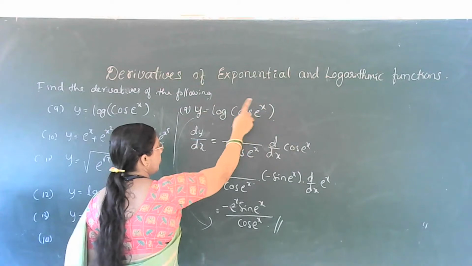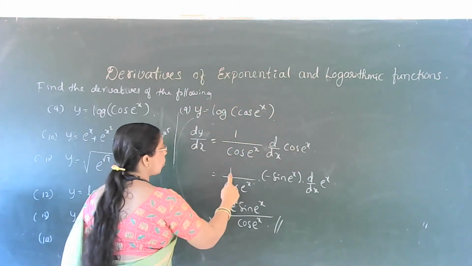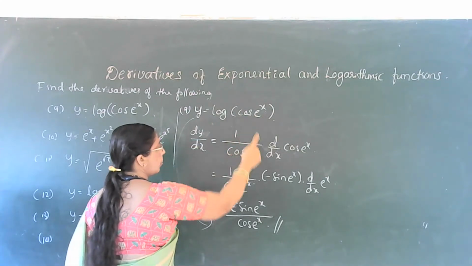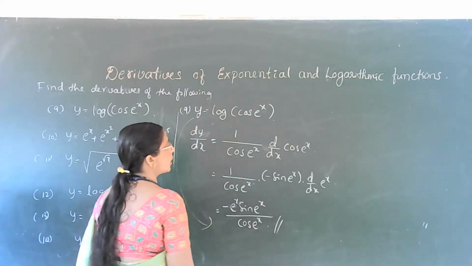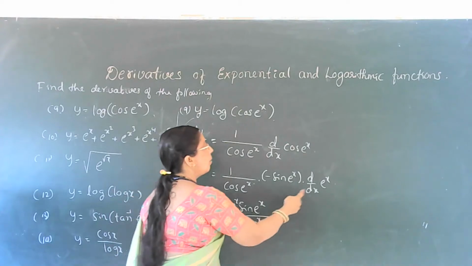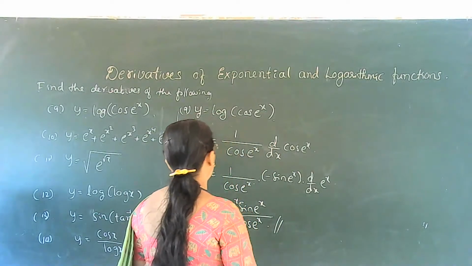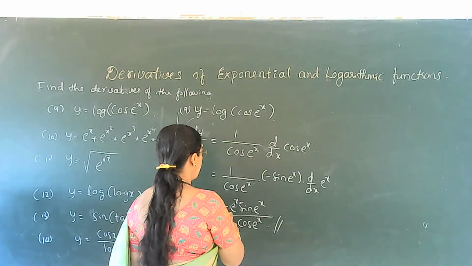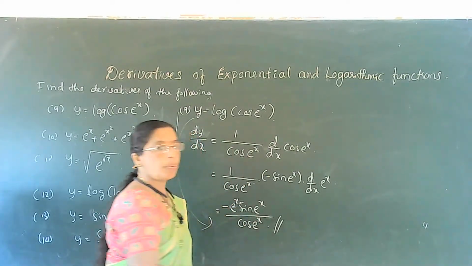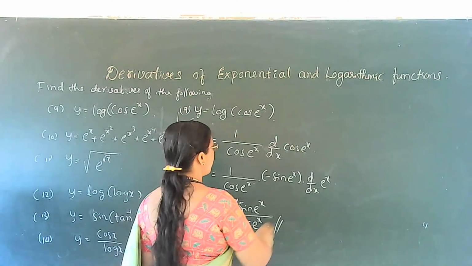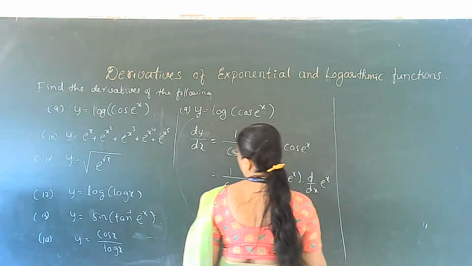Log of cos e to the power x gives 1 by cos of e to the power x. Derivative of cos of e to the power x is minus sin of e to the power x, and derivative of e to the power x is e to the power x. Therefore, minus e to the power x sin of e to the power x divided by cos of e to the power x.